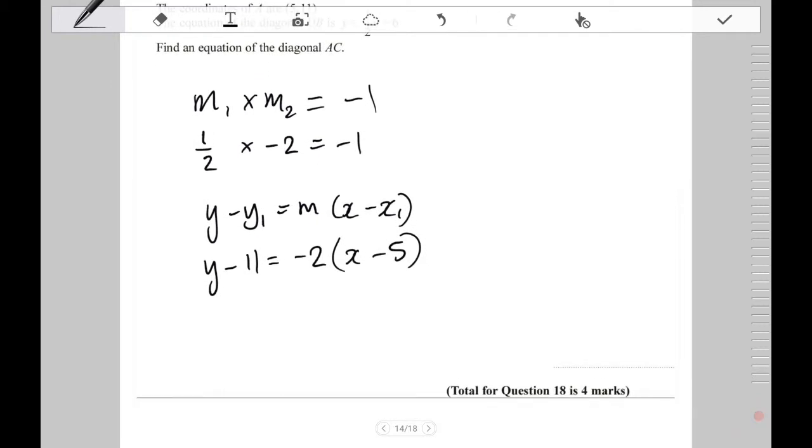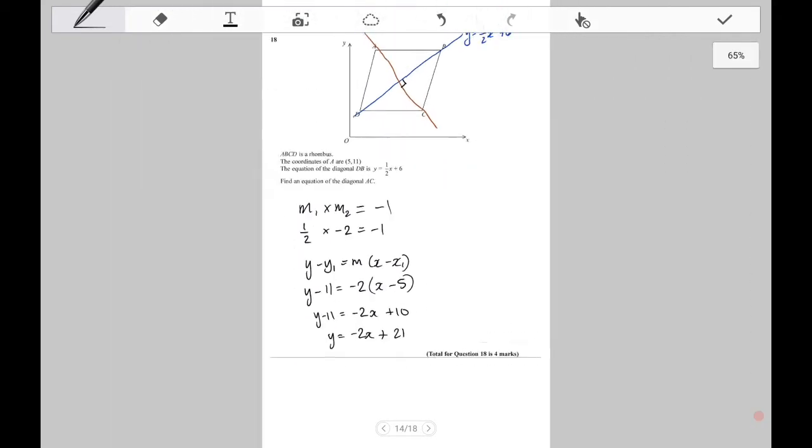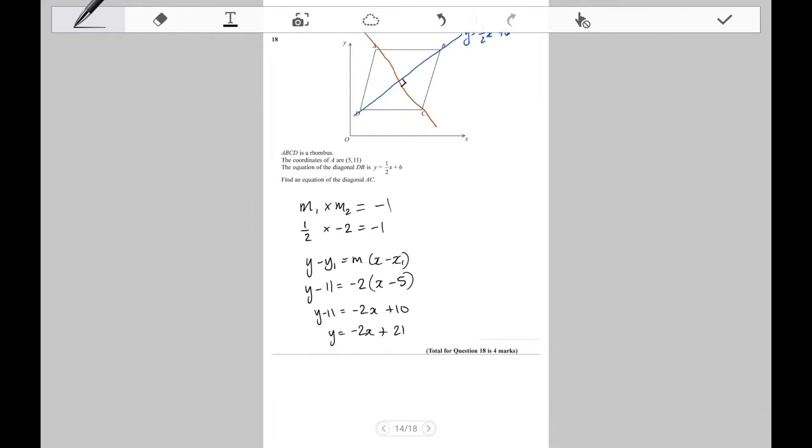Now we just put this in the form of y equals mx plus c. So y minus 11 equals minus 2x plus 10. I'll take the 11 to the other side. I end up with y equals minus 2x plus 21. And there's your answer. Okay, next question.